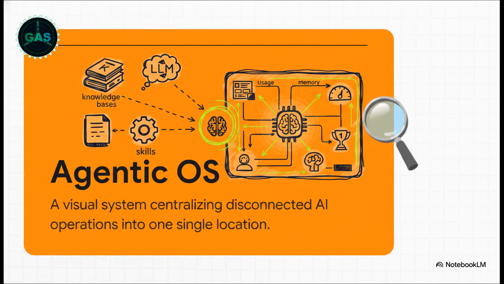So what's the fix? The solution to all this fragmentation is an agentic operating system. Think of this architecture as centralizing your entire AI environment into one unified dashboard. Instead of a bunch of isolated tools, it brings all your diverse resources, from your local knowledge bases to various large language models, under one cohesive roof. It's visually tracking your usage, your memory, and your skills across the board.